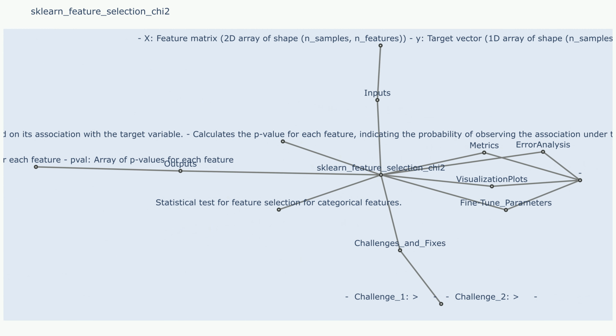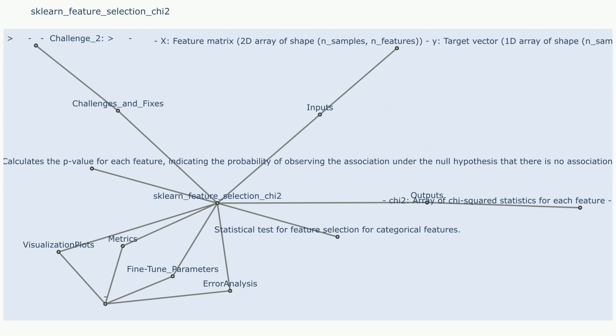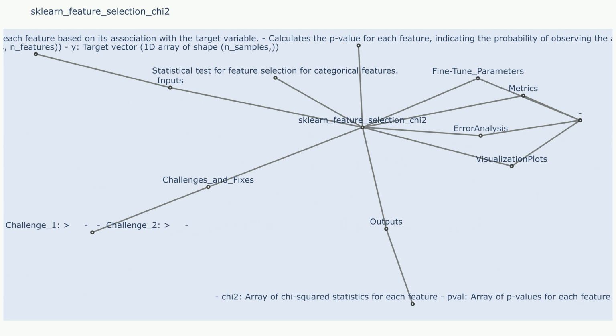Steps: calculate the observed frequencies for each feature and target value combination. Calculate the expected frequencies under the assumption of independence between the feature and the target. Compute the chi-squared statistic for each feature using the observed and expected frequencies. Calculate the p-value associated with each chi-squared statistic.